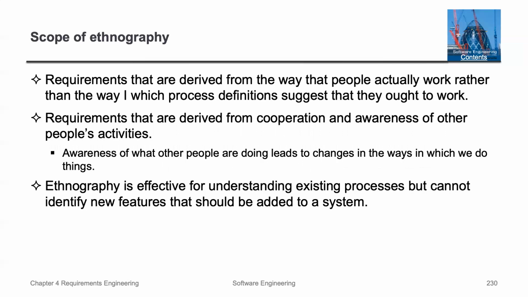In terms of the scope of ethnography, requirements are derived from the way that people actually work, rather than the way the process definition suggests they ought to work. Requirements are also derived from cooperation and awareness of other people's activities. You want to have an awareness of what other people are doing, and this leads to changes in the ways in which we do things. Ethnography is effective for understanding existing processes, but cannot identify new features that should be added to a system.